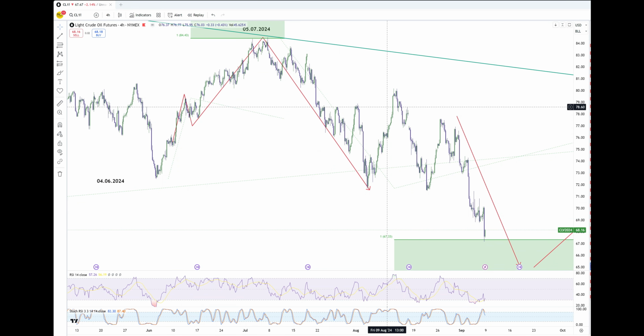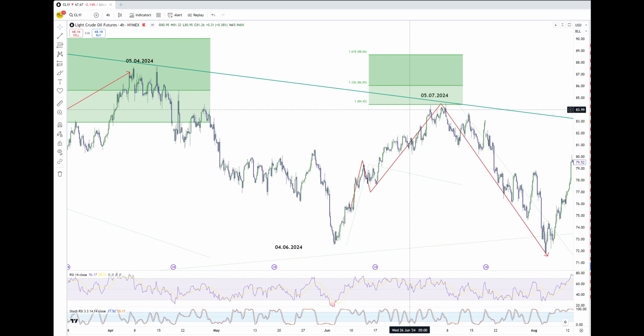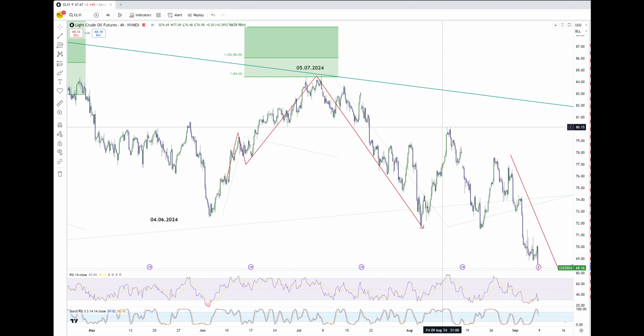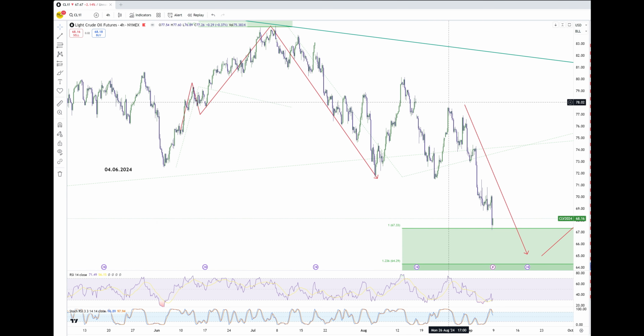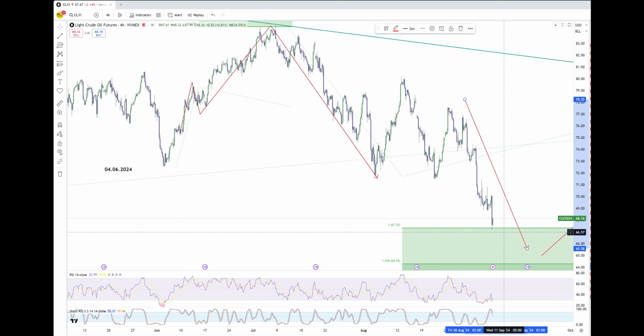For oil, another amazing move to the downside. We have been calling oil lower over the last few months, from April, from July. After this bounce, we have explained the market should be making new lows. We have hit the 67.2 area.